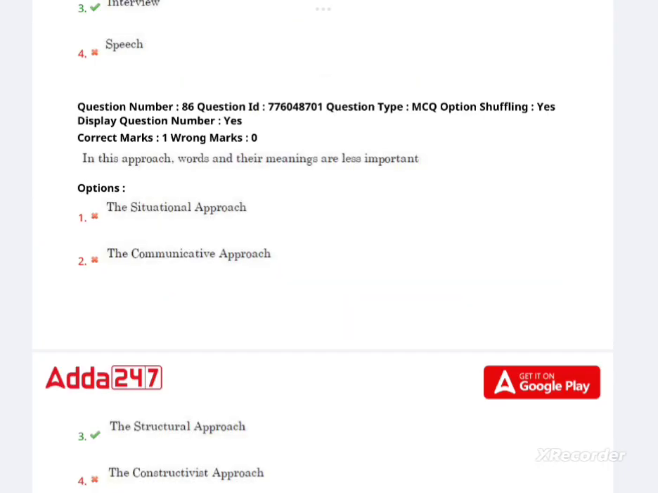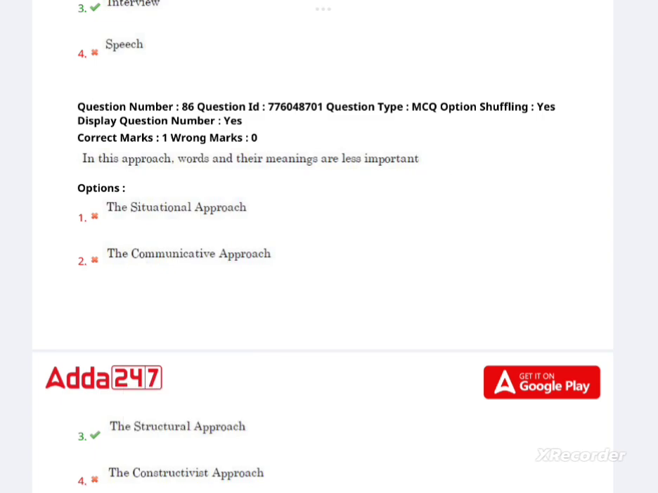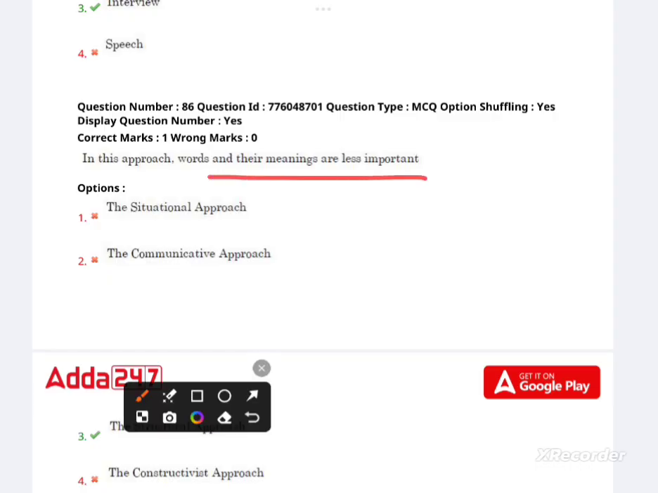Next question. In this approach, words and their meanings are less important. Our options are situational approach, communicative approach, structural approach, and the constructive approach. And the correct option is structural approach. In structural approach, words and their meanings are less important.